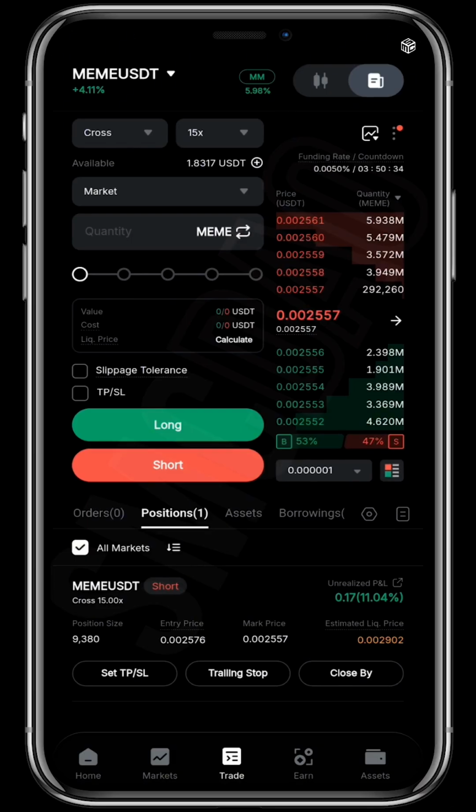9,380 times 0.002557. All right, so that gives us 23.98466. Now this is our position value. Now remember the formula for calculating funding fee, which is position value times funding rate. So we've gotten our position value to be 23.98466. And now we'll have to multiply that by our current funding rate.